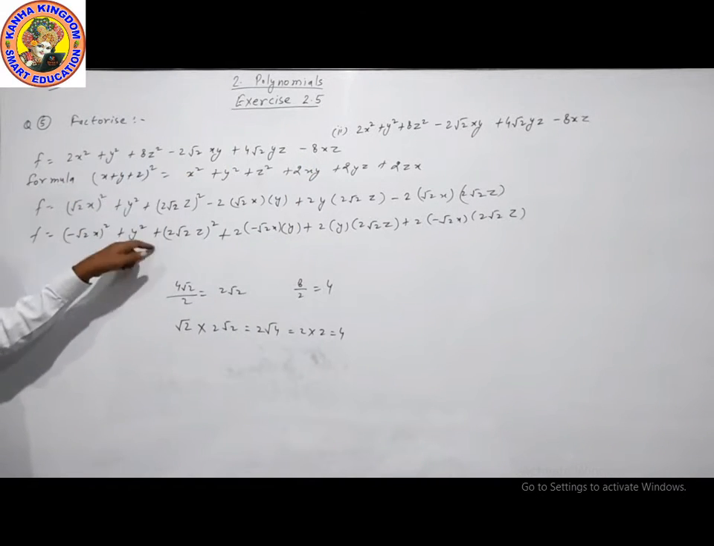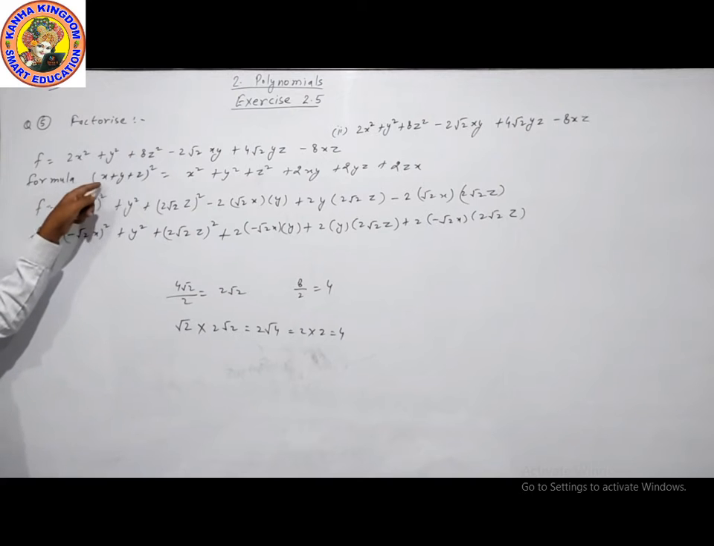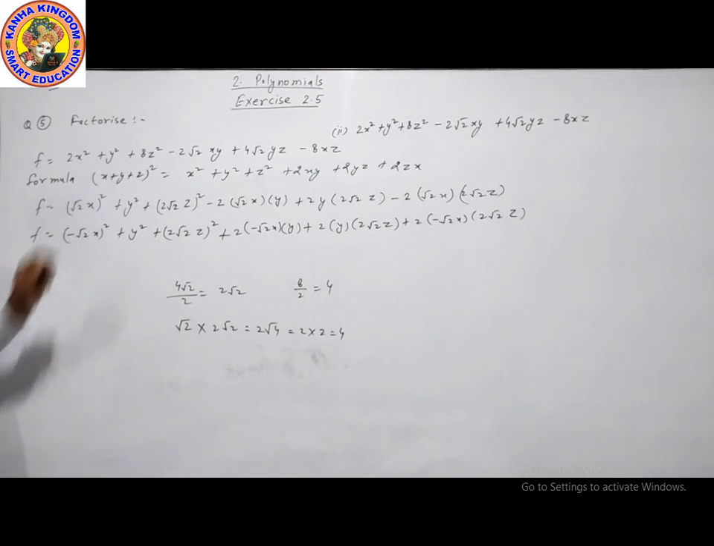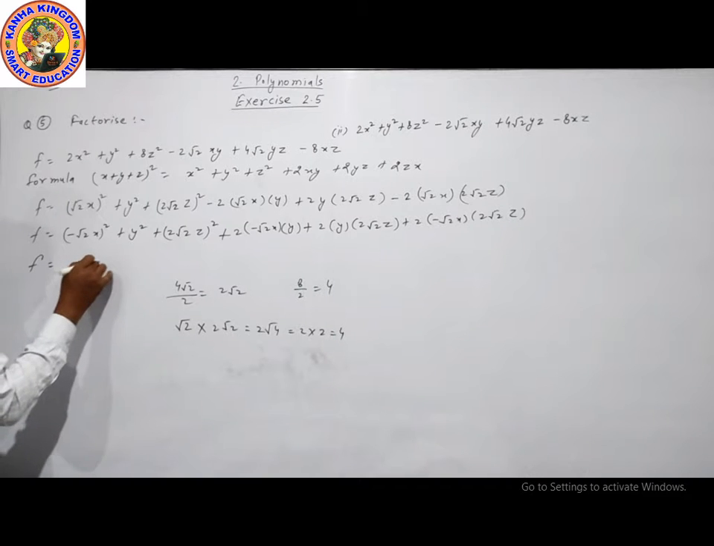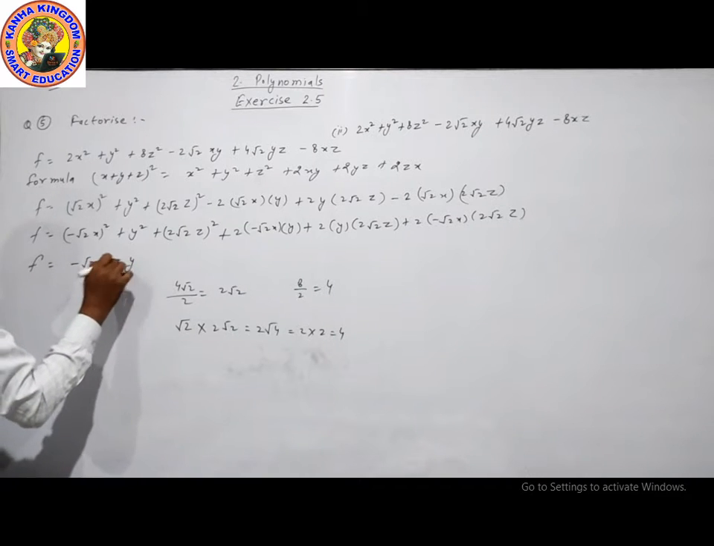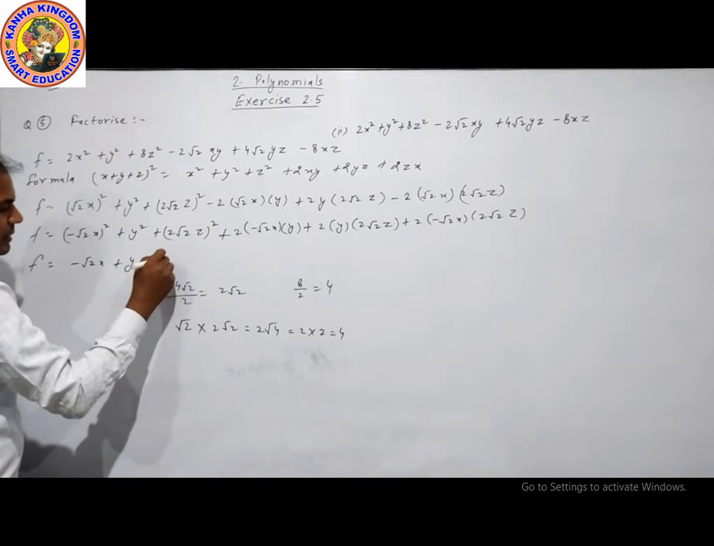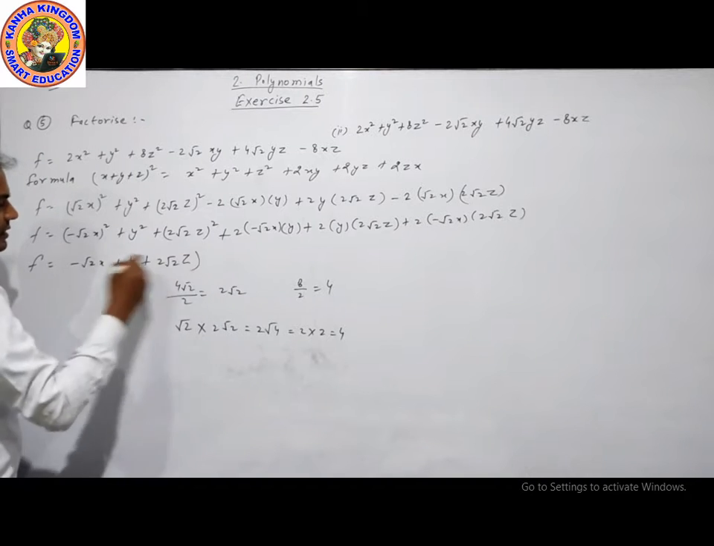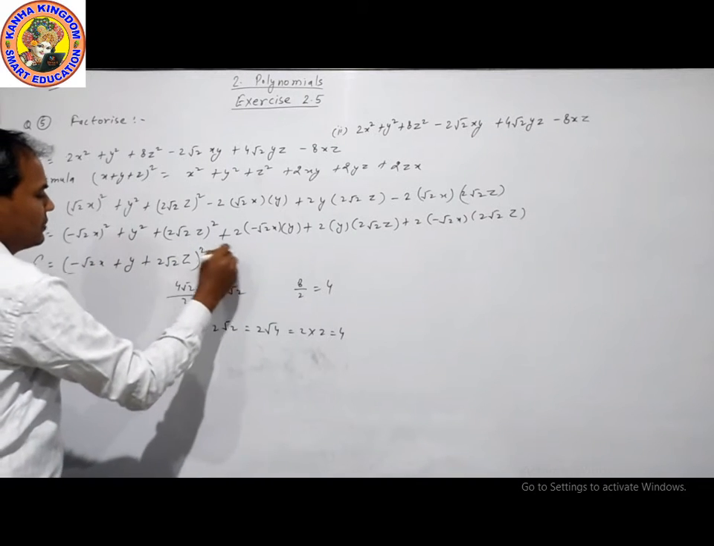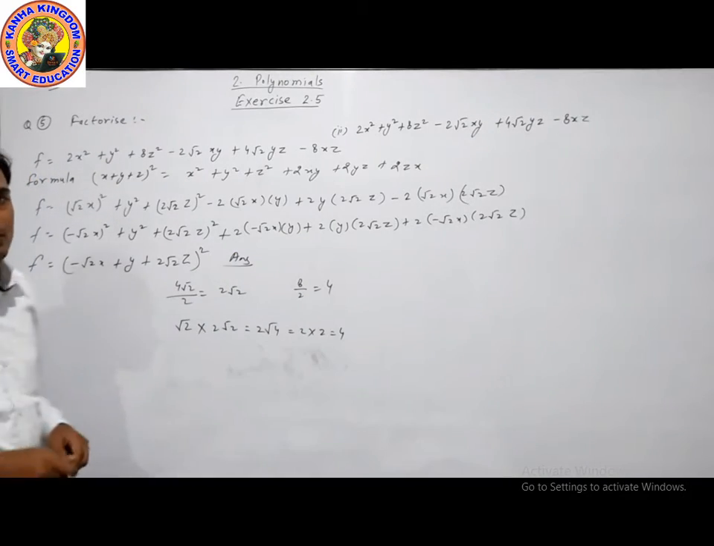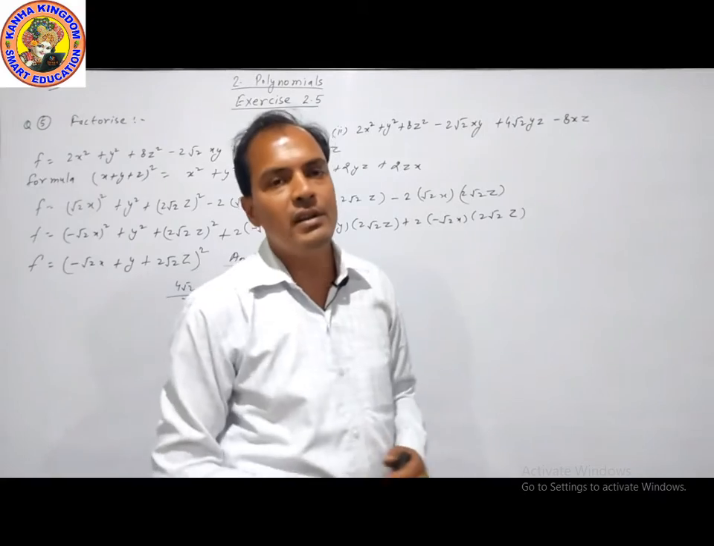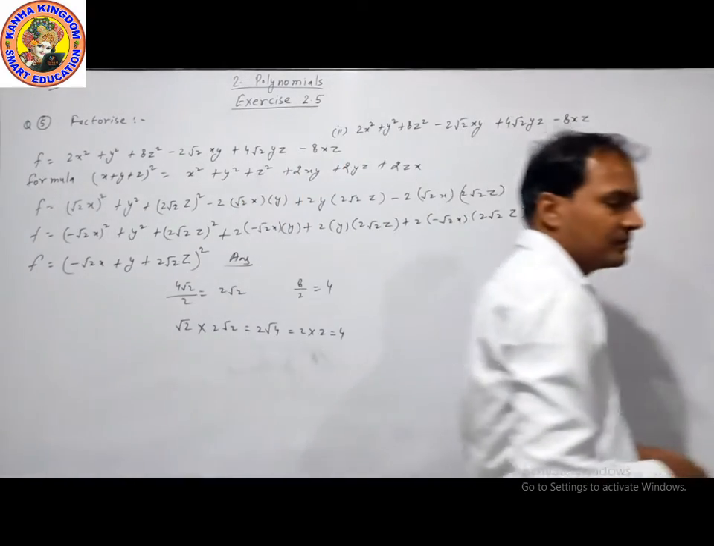Now comparing with the formula, the answer is (x plus y plus z) whole square. This is our x plus y then plus z whole square. This is our answer. You can take a screenshot of this. We will move to our next question.